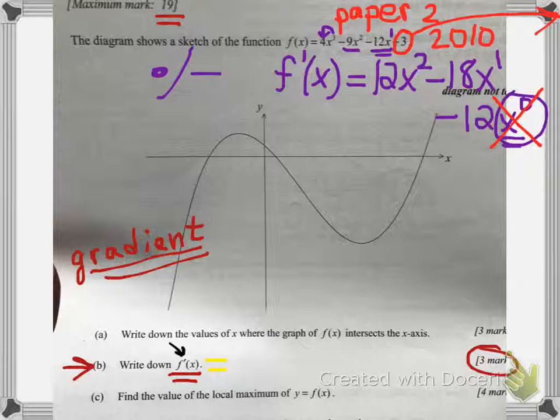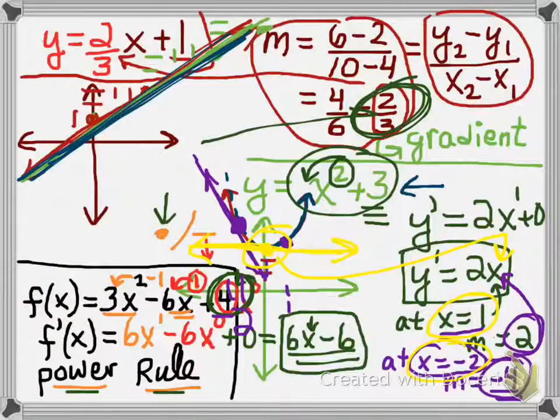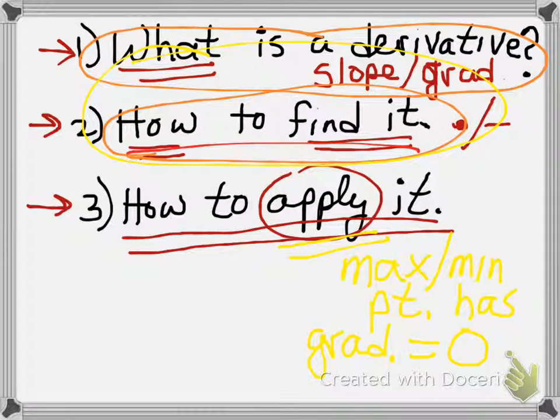So notice that the original degree is degree 3. My derivative or gradient is degree 2. So the degree will go down 1 each time you take the derivative. So the answer to part B here is this trinomial, 12x squared minus 18x minus 12. So that is how to find the derivative.